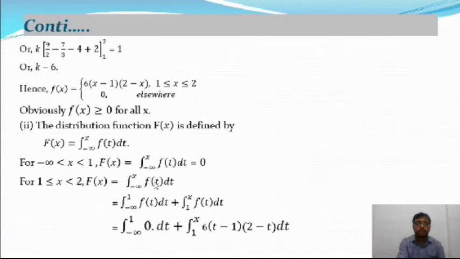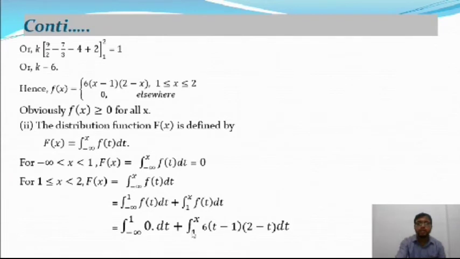In that interval, the integral from minus infinity to x of f(t) dt is divided into two parts. The first is the integral from minus infinity to 1 of f(t) dt, and the second is the integral from 1 to x of f(t) dt. In the interval minus infinity to 1, the density function f(t) is 0. But in the interval 1 to 2, the density function gives 6 into (t minus 1) into (2 minus t). Therefore, the integral from 1 to x of 6 into (t minus 1) into (2 minus t) dt.